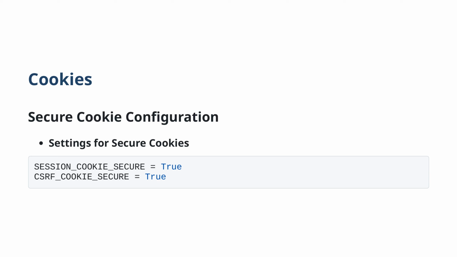Similarly, CSRF_COOKIE_SECURE = True ensures that the CSRF cross-site request forgery token is also only sent over HTTPS. This setting protects the CSRF token from being exposed over insecure connections, thereby enhancing the overall security of the CSRF protection mechanism. By implementing these secure cookie configurations, we significantly reduce the risk of sensitive information being exposed to potential attackers.